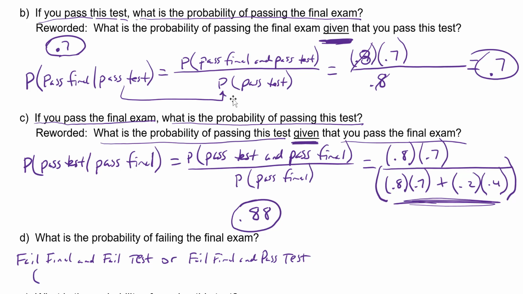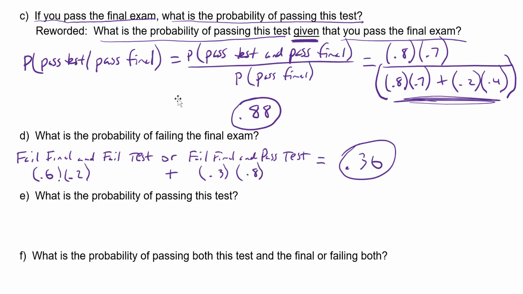Okay, so if I keep that in the same order, fail the final is 0.6, and fail the test, so 0.6 times 0.2, plus fail the final and pass the test. So fail the final is going to be 0.3, again keeping in the same order, and then pass the test is 0.8. So that gives us 0.36. Okay, which is pretty low. What's the probability of failing the final? That's pretty low. Yeah, all right, that's cool.